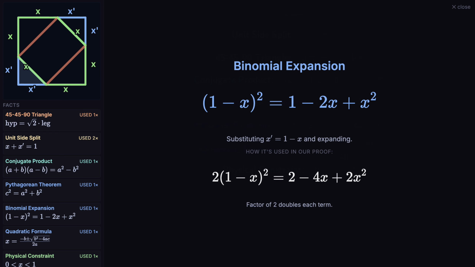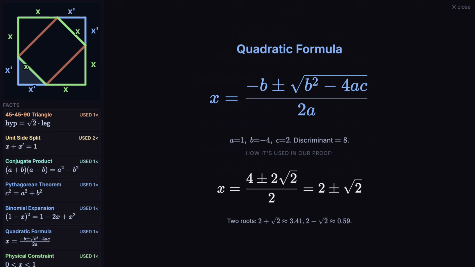Fact 5. Binomial expansion. 1 minus x squared equals 1 minus 2x plus x squared. After substitution, this generates the quadratic x squared minus 4x plus 2 equals 0. Fact 6. The quadratic formula. With a equals 1, b equals negative 4, c equals 2, the discriminant is 16 minus 8, which is 8. Root 8 is 2 root 2. The two roots are 2 plus or minus root 2.